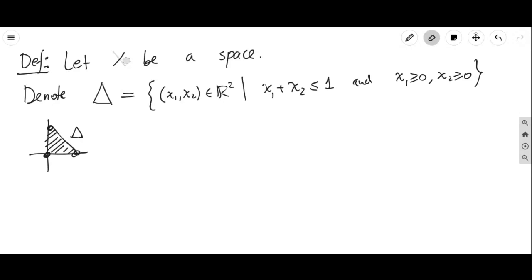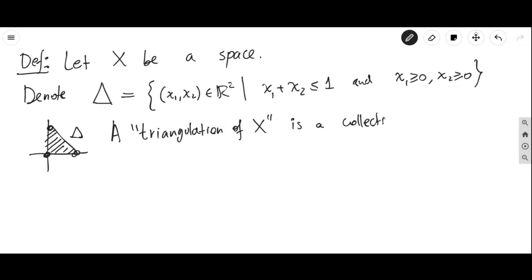Now, how do you get a triangle in a topological space? Well, the way you get a triangle is by using a homeomorphism. So let X be a space. We denote delta to be this. So a triangulation of X is a collection of continuous maps. So we're not even going to say they're continuous. Maybe we should just call them, doesn't matter what you call them, phi I, that map this delta into X.